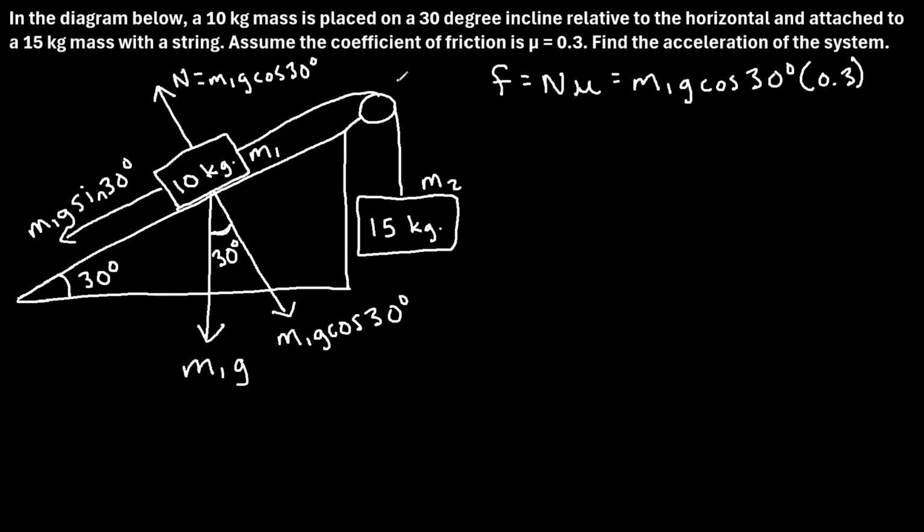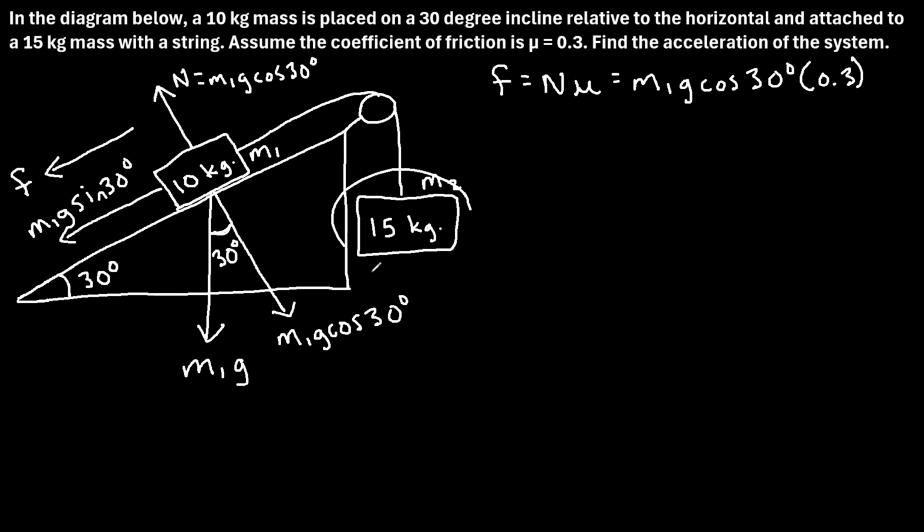And remember we said that this system is going to be moving in this direction, as the larger mass is pulling the smaller mass up the incline. So the force of friction is going to oppose that movement, and it's going to be pushing in this direction. So little f, our force of friction, is also going to be headed in this direction. So those are all of the forces acting on this block.